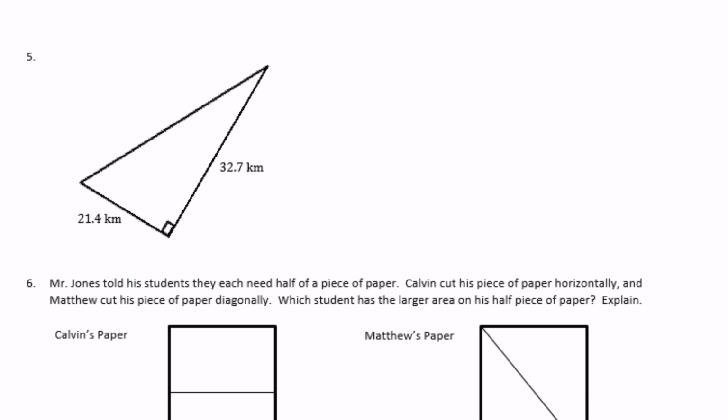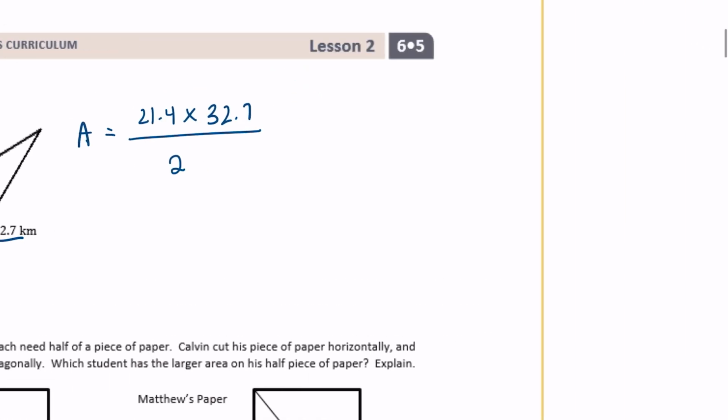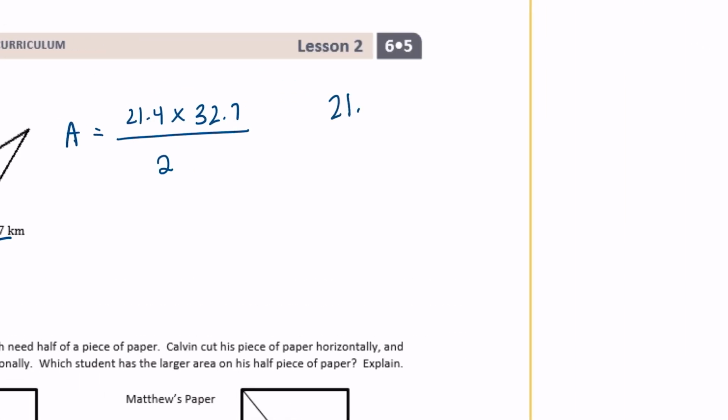All right, number 5. Oh good, no fractions. Okay, so the area will be equal to the base, 21 4/10, by the height, 32 7/10, and then we'll divide that by 2, or we can multiply it by 1/2 if we choose to do that. So 21 4/10 times 32 7/10.